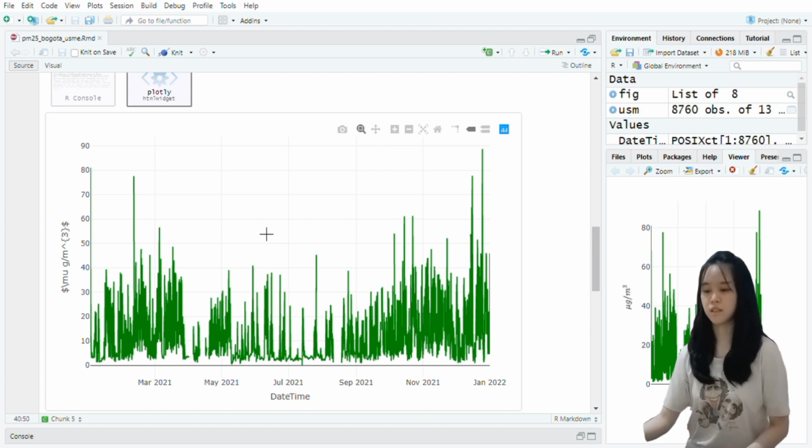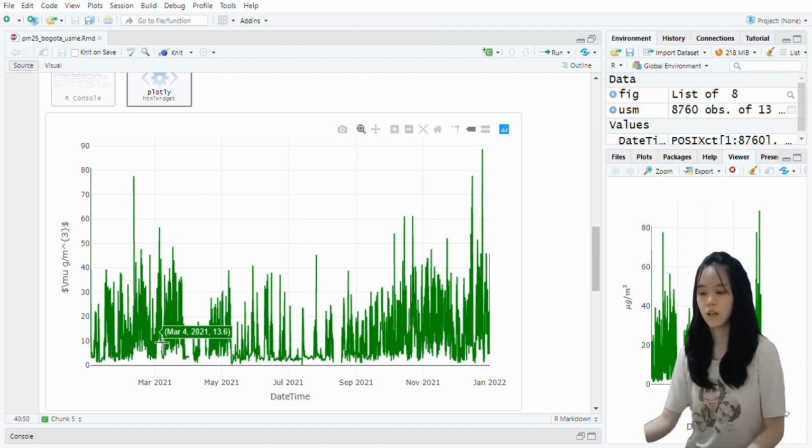But not in this case. In PM 2.5, we don't see it that clearly. So I thought, yeah, I guess a polynomial model of order 1 is the most appropriate for this case.